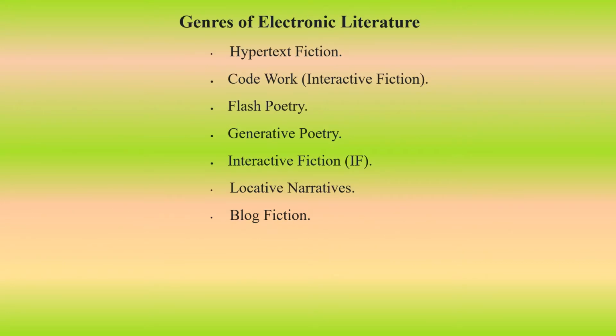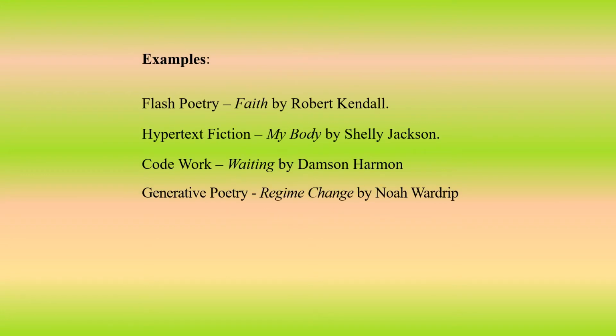Genres of electronic literature: hypertext fiction, code work, flash poetry, generative poetry, interactive fiction, locative narratives, block fiction. Let's see some of the examples. Example of flash poetry is Faith, written by Robert Kendall. Example of hypertext fiction, My Body, written by Shelley Jackson. Example of code work, Waiting, written by Damson Harmon. Example of generative poetry, Regime Change, written by Noah Wardrip.